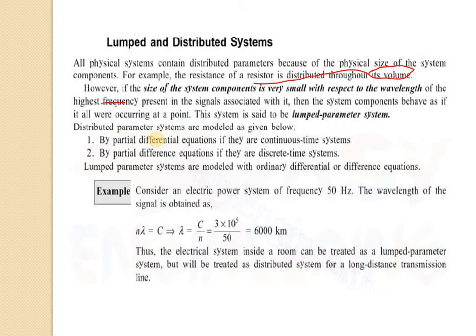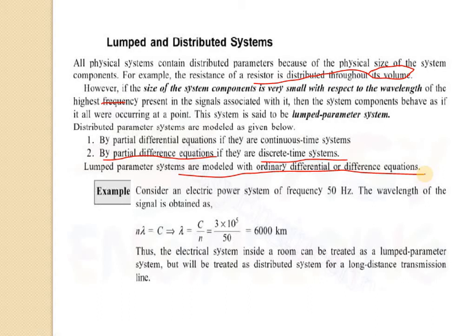Distributed parameter systems are modeled as given below. First of all, by partial differential equations if they are continuous time systems, and second, by partial difference equations if they are discrete time systems. That means there are two things: first one is partial differential equation and second one is partial difference equation. So lumped parameters are basically modeled with ordinary differential or difference equations. Here a small example is given.